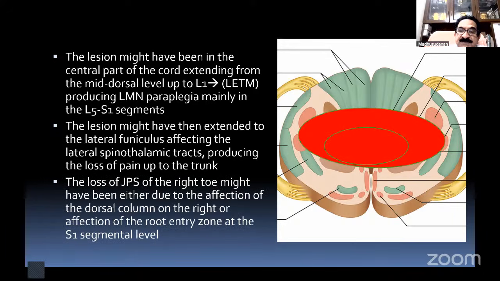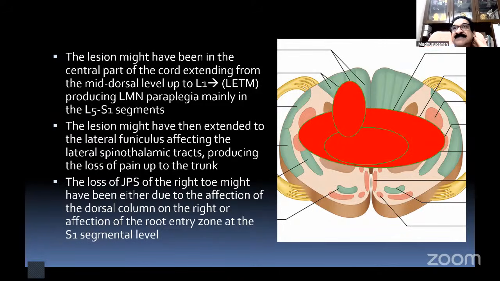And the loss of JPS on the right toe might have been either due to the affection of the posterior column on the right side or the root entry zone of the S1 segmental level, because we are primarily thinking of an LMN lesion extending from, say, lower dorsal to the entire epiconus region up to S1. That can explain the LMN paraplegia. Then it has gone outward to encroach upon the spinothalamic tract. That can explain the pain and temperature loss on both sides up to D11.